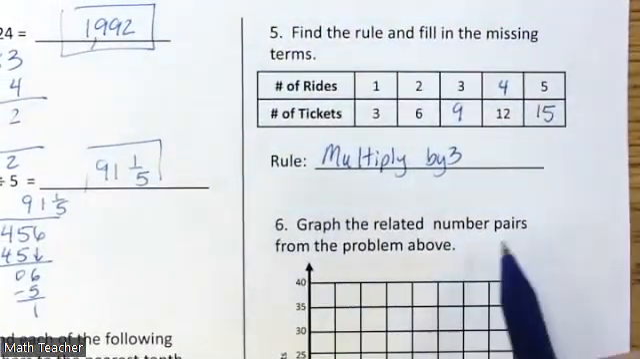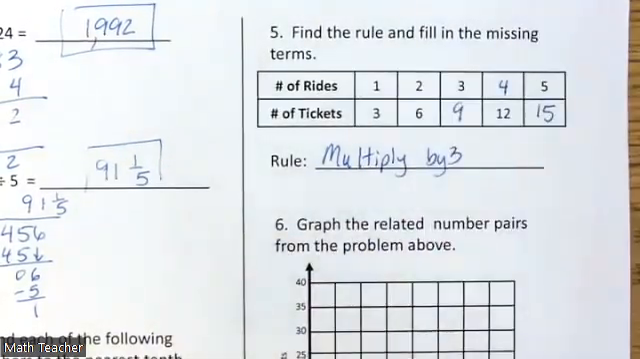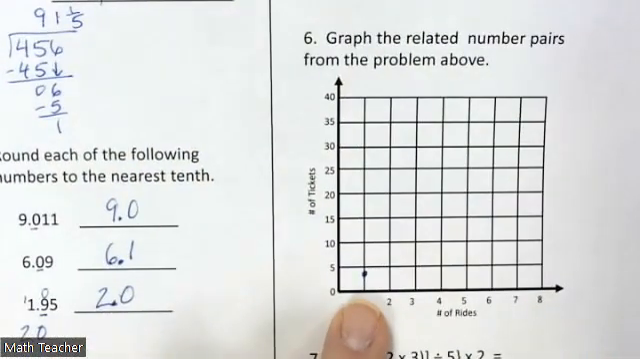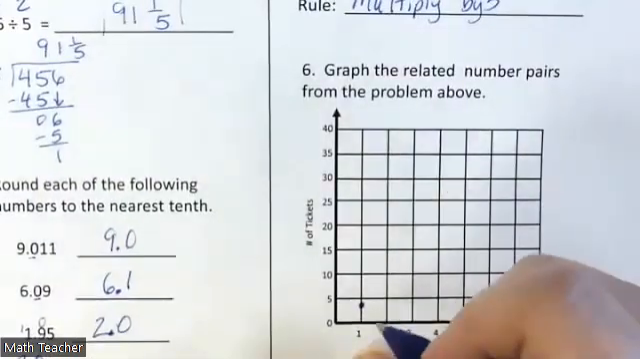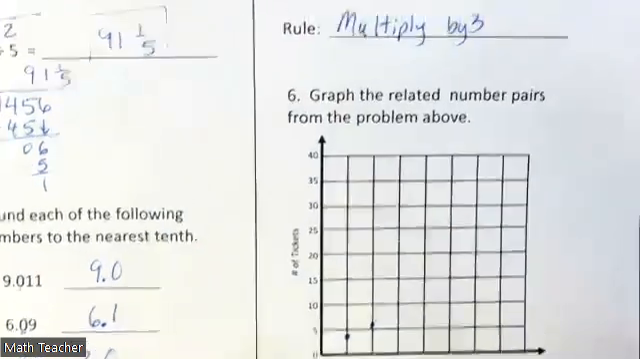Number 6, graph the related number pairs from the problem above. So we are going to graph 1, 3, go right 1, up 3, approximately there, because 2.5 is halfway between 0 and 5. Then we have 2, 6. So 2, 6 would be right here. This is 5, so 6 would be just above that.